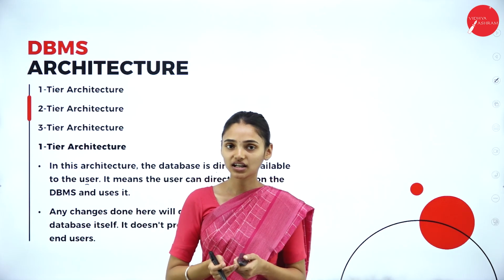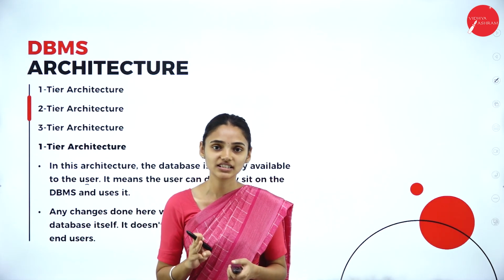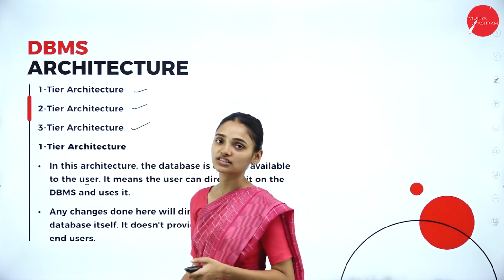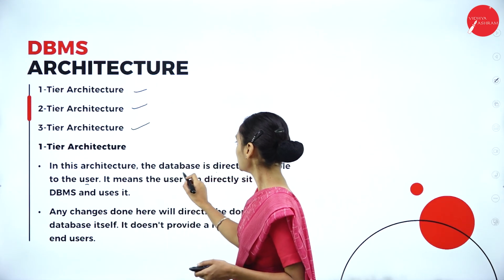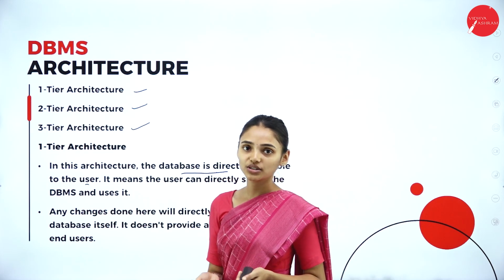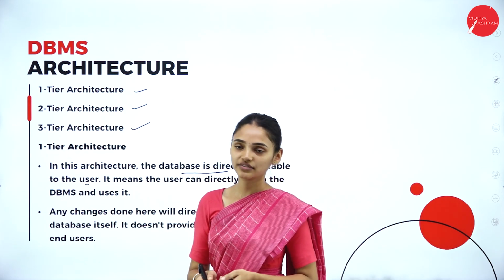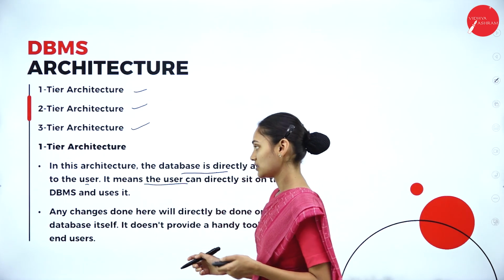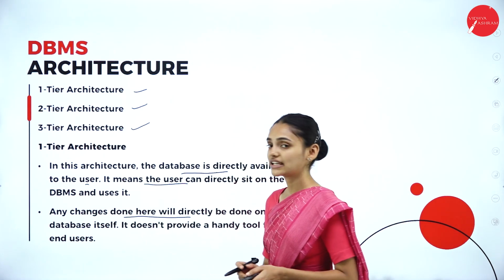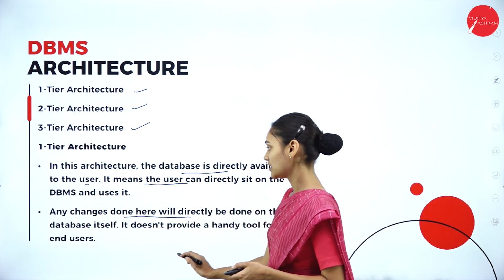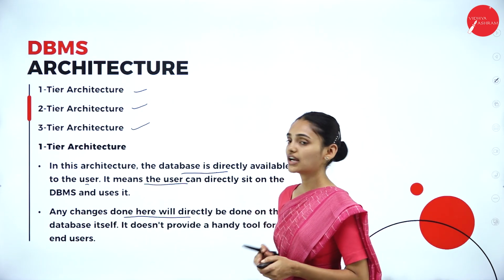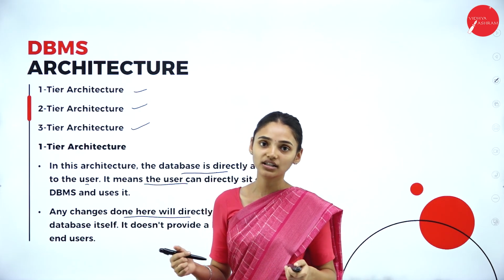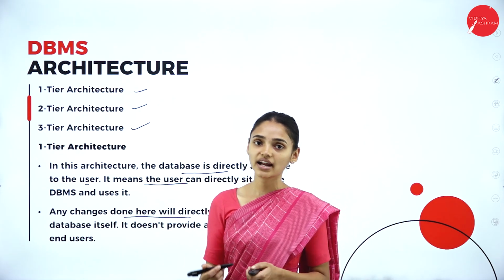Next is DBMS architecture. In DBMS architecture, there are three types: one-tier architecture, two-tier architecture and three-tier architecture. In one-tier architecture, the DBMS is directly available to the user. The user is directly communicating with the DBMS. This means the user can directly sit on the DBMS and use it. Any changes done here will be directly done on the DBMS itself. It doesn't provide a handy tool for the end users. There is no intermediate between the user and the database.